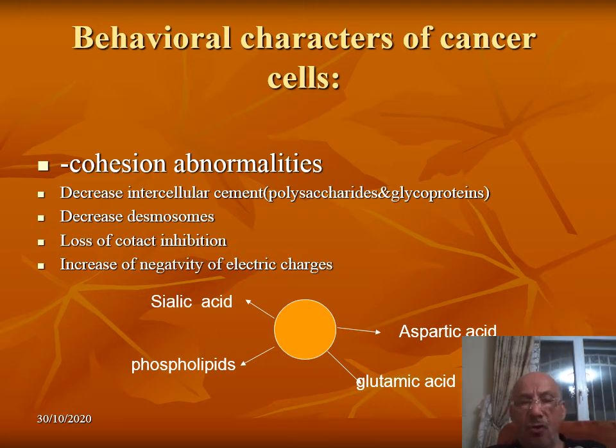Also, normal cells have negative charges along the surface membrane of the cell, but this negative charge is increased in malignancy. This is due to accumulation of larger amounts of certain structures like sialic acid, phospholipids, glutamic acid, and aspartic acid. This makes the cells like a magnet. If you bring two magnets and put similar poles opposing each other, they will repel each other. But if you bring the positive pole to the negative one, there will be a strong bond between the two magnets.